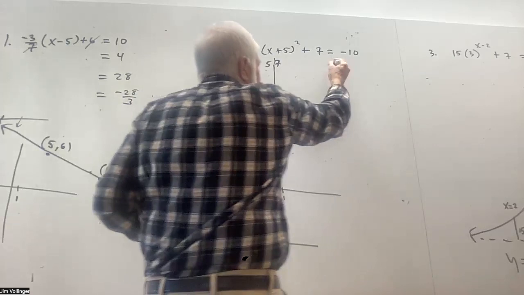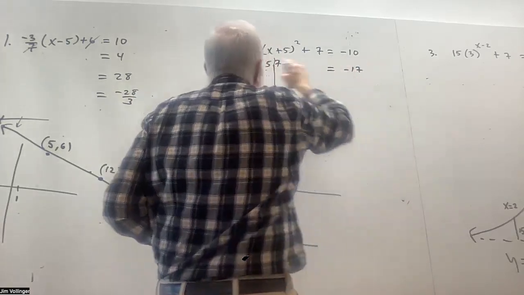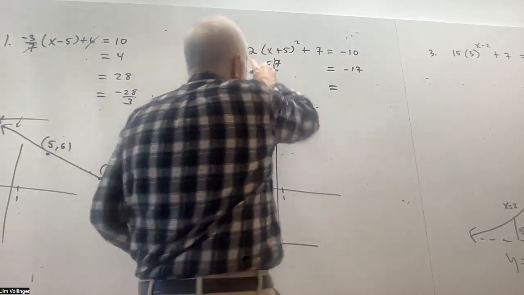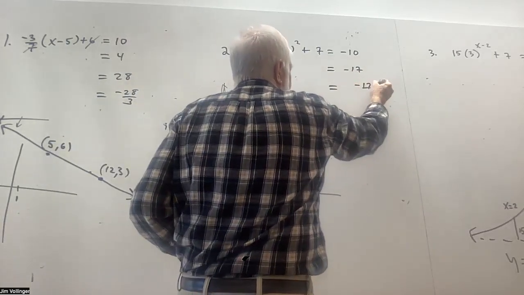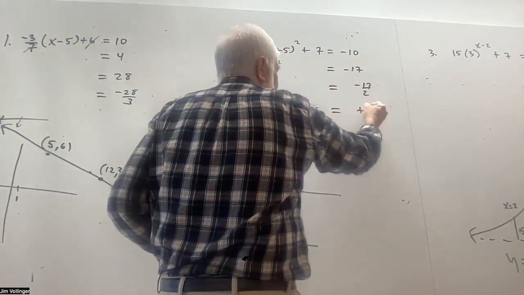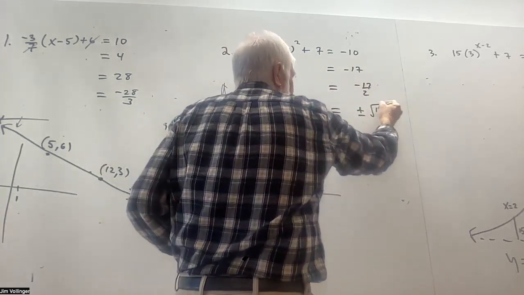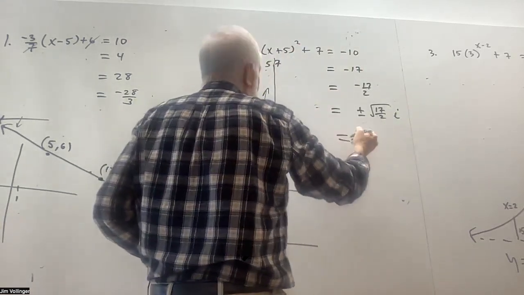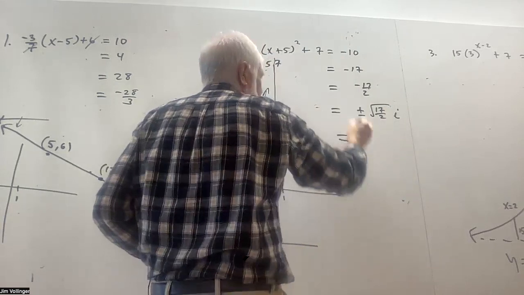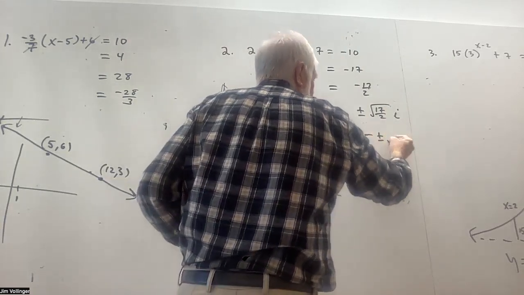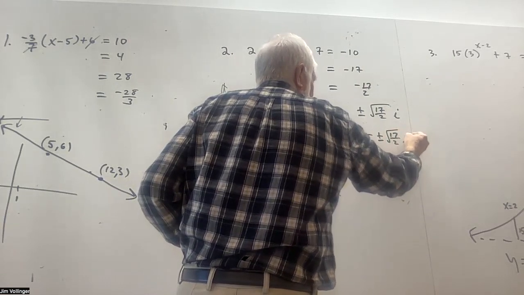So we subtract 7, that's minus 17. We divide by 2, and these are imaginary answers, by the way, right? Divide by 2, minus 17 over 2. And now I'm going to hit that with a plus minus square root. Imaginary. And now we're going to do measuring from -5 plus or minus the square root of 17/2 i.